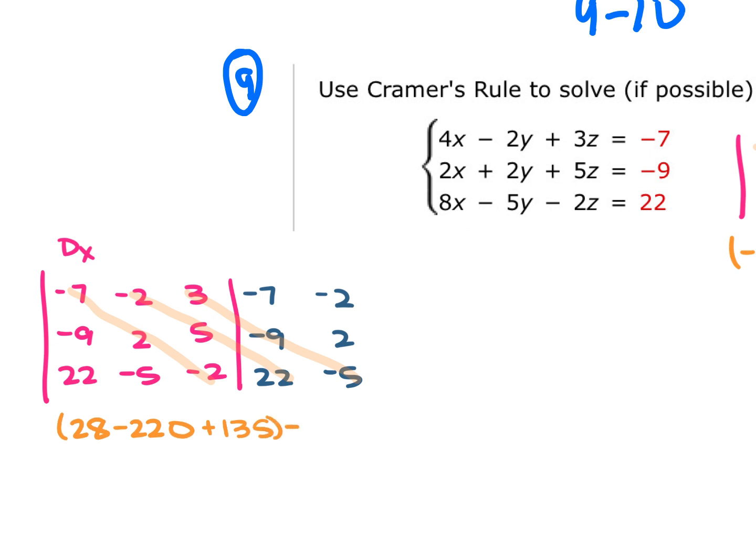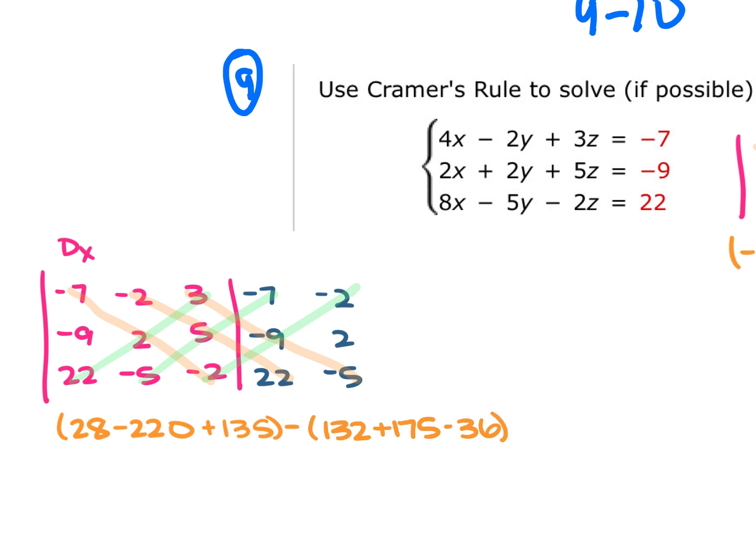You're going to subtract that with the multiplication going bottom to top. So 22, 2, and 3, -5, 5, and -7, and -2, -9, -2. So the 22 times 2 times 3 is 132. The -5 times 5 times -7 is positive 175. And then the -2 times -9 times -2 is -36.